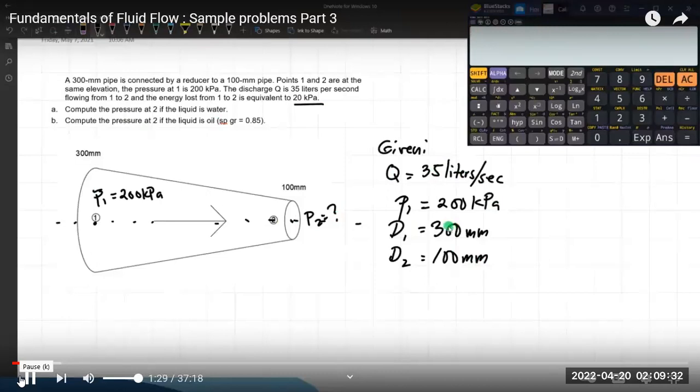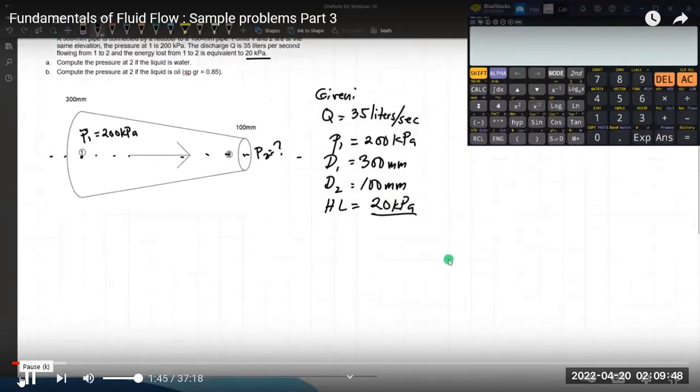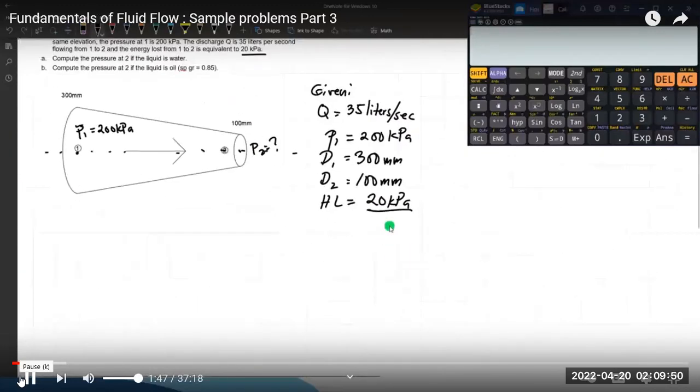So we're going to compute the pressure at point 2. Given also here is the head loss, which is in kilopascal. It is in the unit of pressure. Since what we're going to use in head loss should be in the unit of meter, this pressure should be converted to its equivalent head. So for letter A, the liquid is water.